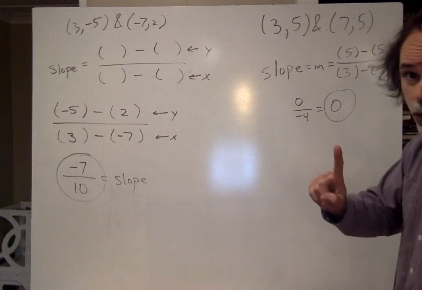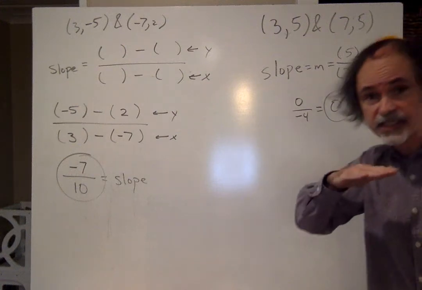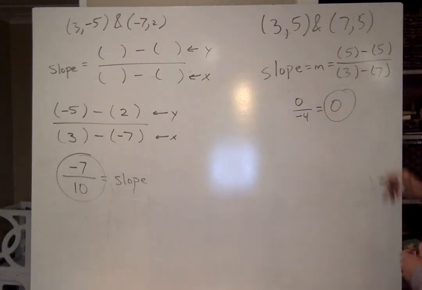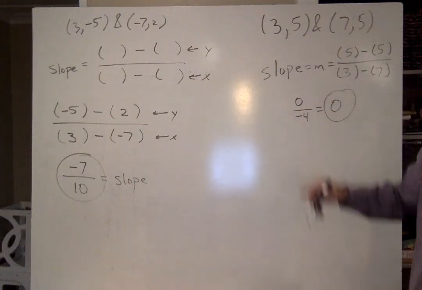All right, now, so that's a slope of 0, and we said slope 0 was horizontal. Well, there it is. It's got constant y.